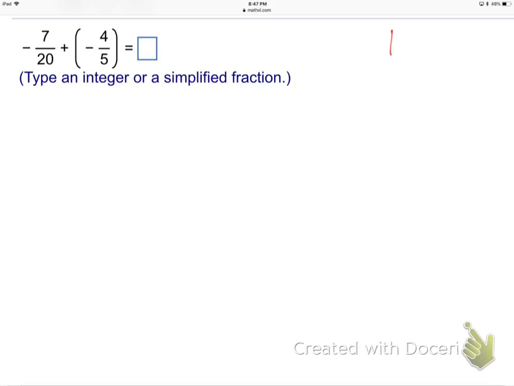Okay, so this is number 10. So let me just bring it down. So we have minus 7/20 and minus 4/5. So what's the deal? Yeah, we've got to make the bottoms the same, don't we? Common denominator. You can only add or subtract fractions when the bottoms are the same.